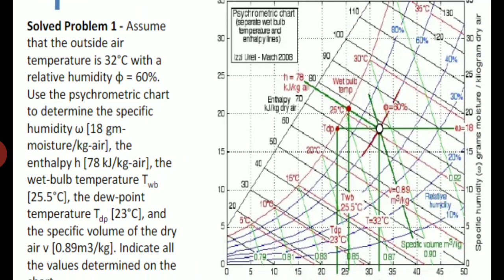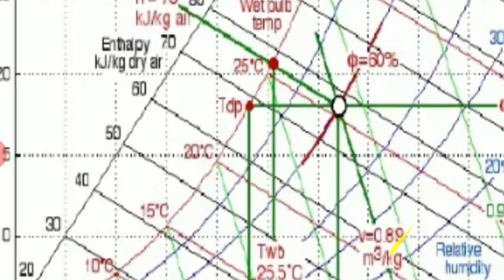So that red color dot indicates the wet bulb temperature value. Then the fourth point will be the dew point temperature, that is how exactly you can obtain it. From the same fixed point, move horizontally towards left. When I move towards left, what happens? I reach the saturation curve, TDP. Okay, so dew point temperature can be obtained.